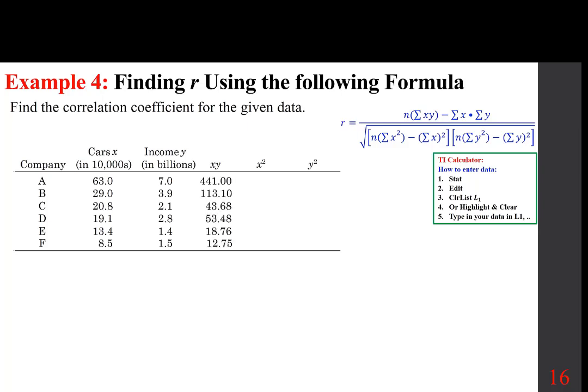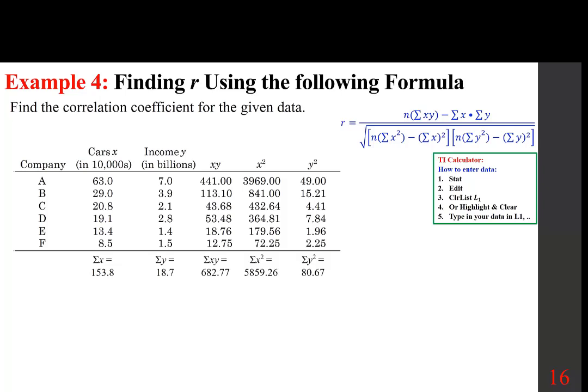And so, of course, the first column is the name of the companies, the second column, we add them up, the third column, we add them up, we multiply, and so on and so forth. So take a look at what happens. This is x times y. For example, the first one is 63 times 7. X squared, for example, the first one is 63 squared. Y squared, for example, the first one is 7 squared, or 49. Now, simply add them up. There are 6 pieces of data or pairs.